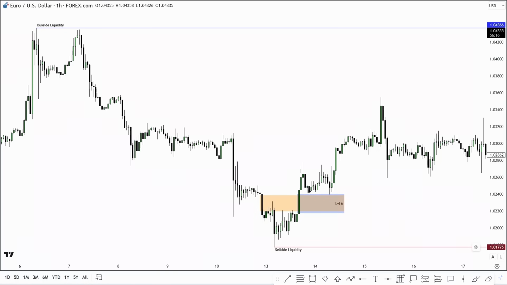Again, the bodies here telling the story. Price then runs higher, closing above these relative equal highs, where we have a pool of buy-side liquidity, leaving this small fair value gap.